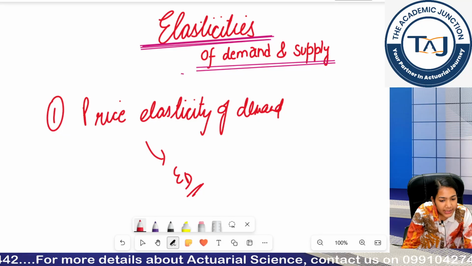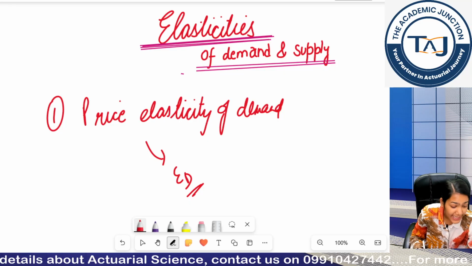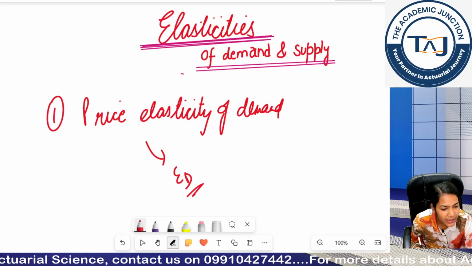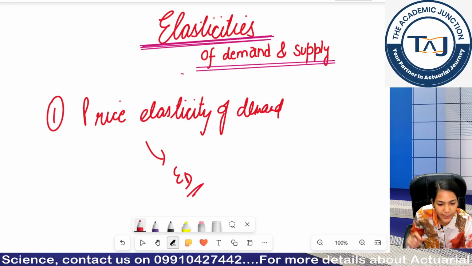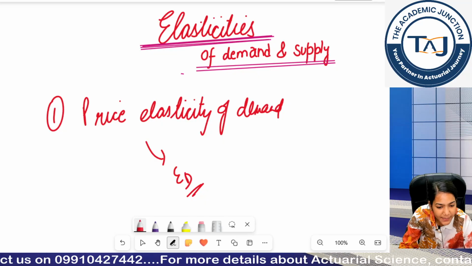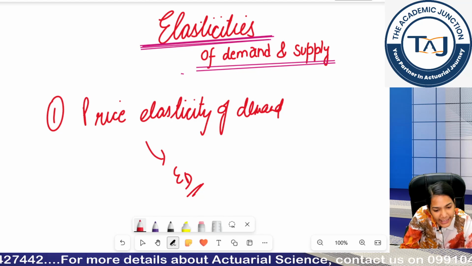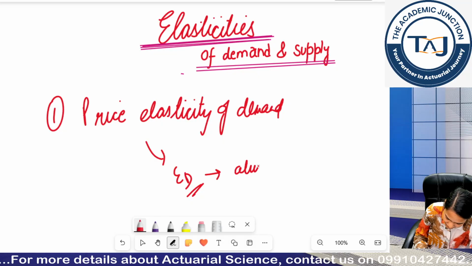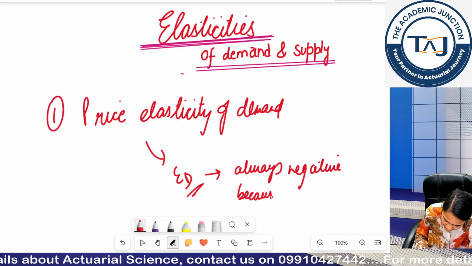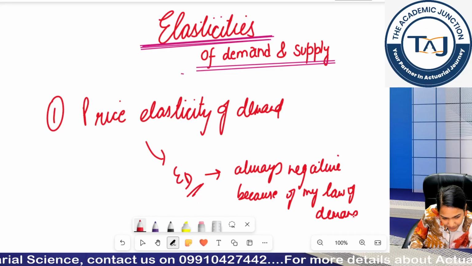Yes, always a negative sign. Why? Because of my law of demand, okay. For example, if my price increases, there will be a positive change in my price, but because of the increase in price, what will happen? My demand will obviously decrease because of the law of demand. So that's why my demand elasticity will always be a negative sign, okay. You can write it as a pointer: it is always negative because of the law of demand. Clear?